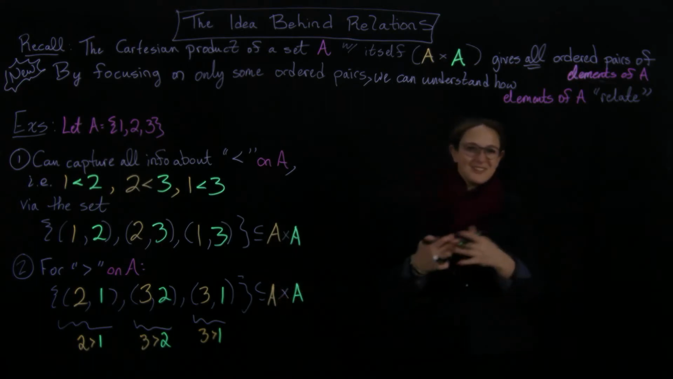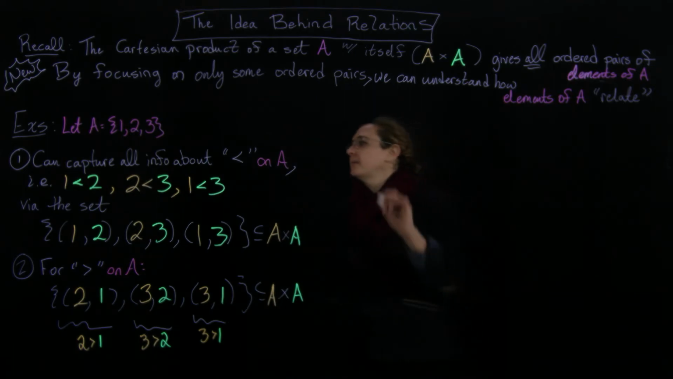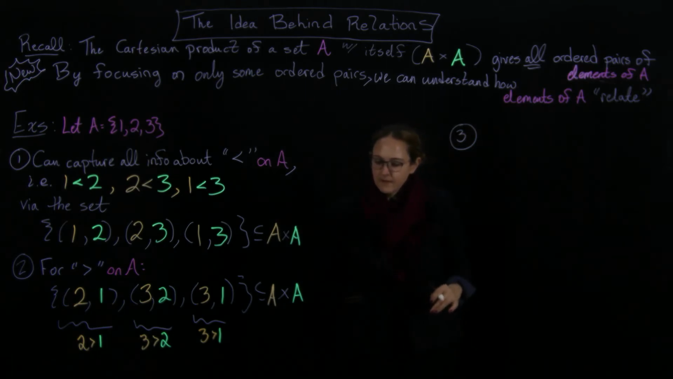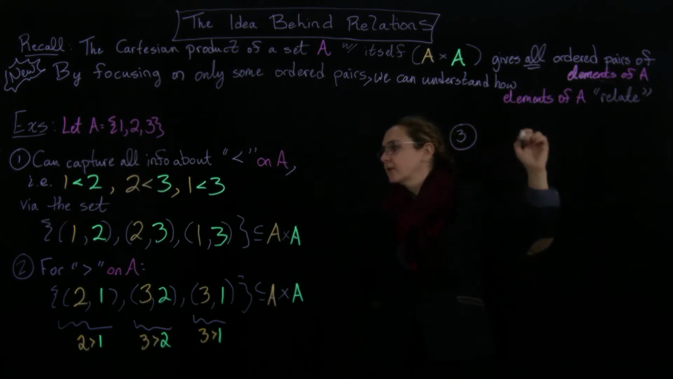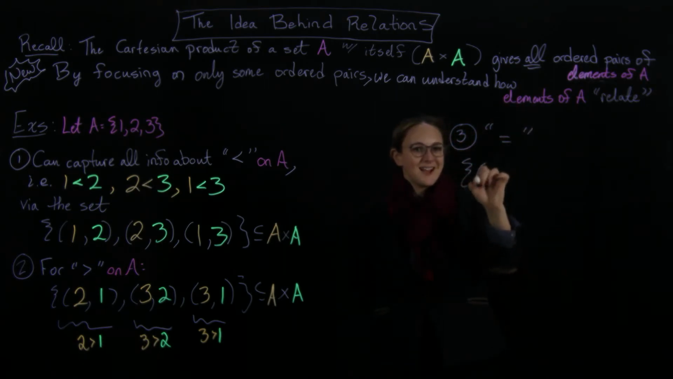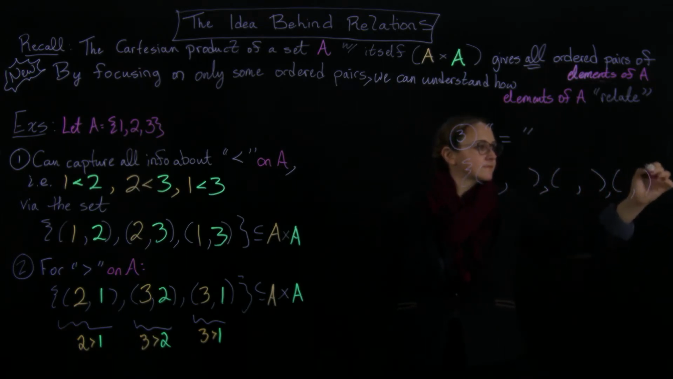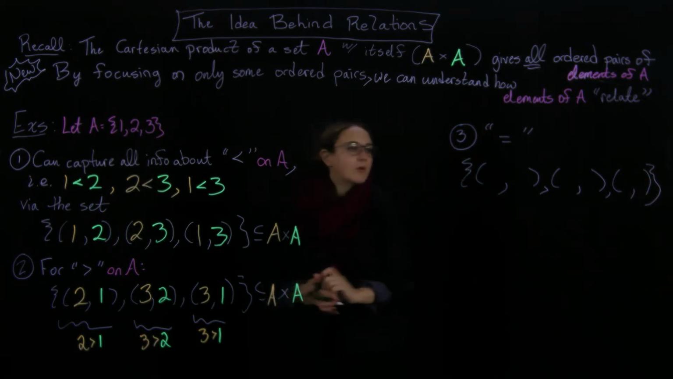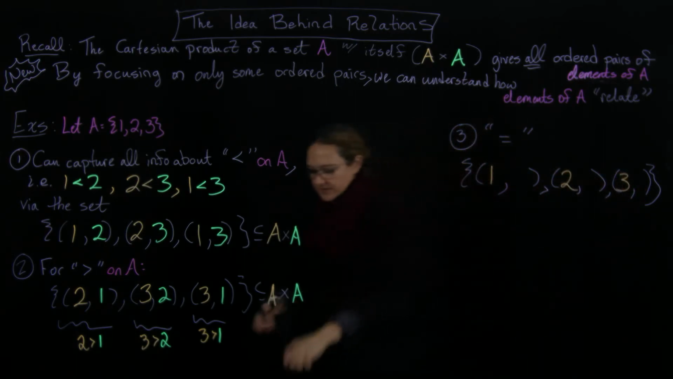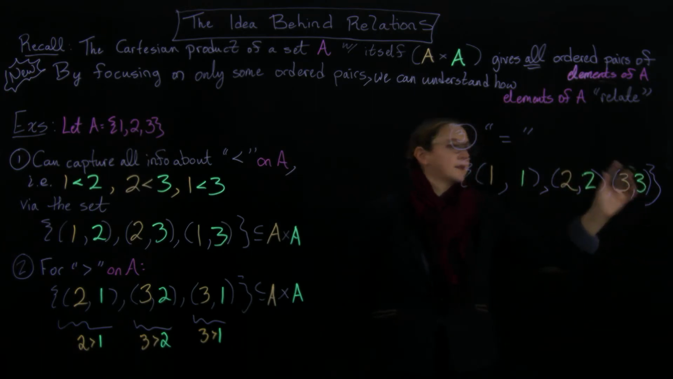I need more information if the set is bigger. Let's look at one more. So we're going to look at equality. For equality, what does my set look like now? Well, we precisely get that everything is equal to itself, but to nothing else. So I just get the pairs (1, 1), (2, 2), (3, 3).